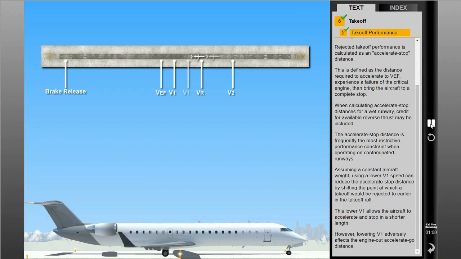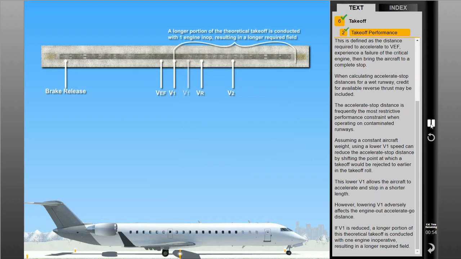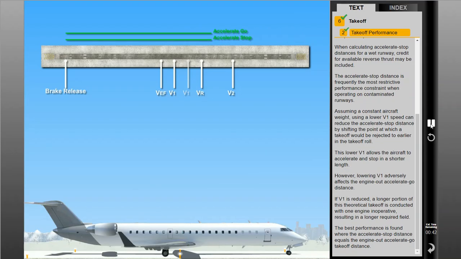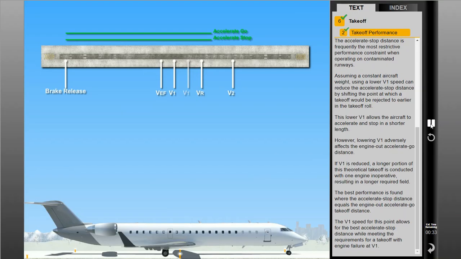However, lowering V1 adversely affects the engine-out accelerate-go distance. If V1 is reduced, a longer portion of this theoretical takeoff is conducted with one engine inoperative, resulting in a longer required field. The best performance is found where the accelerate-stop distance equals the engine-out accelerate-go takeoff distance. The V1 speed for this point allows for the best accelerate-stop distance while meeting the requirements for a takeoff with engine failure at V1.